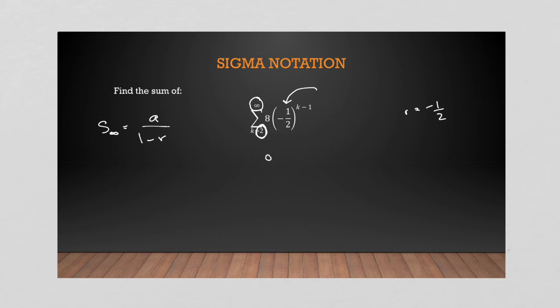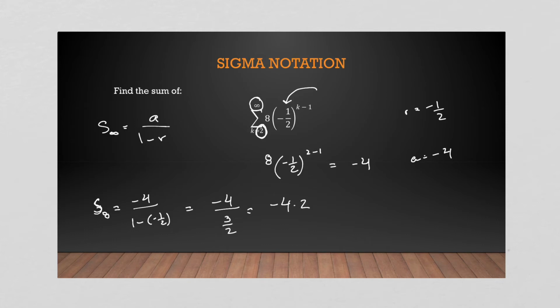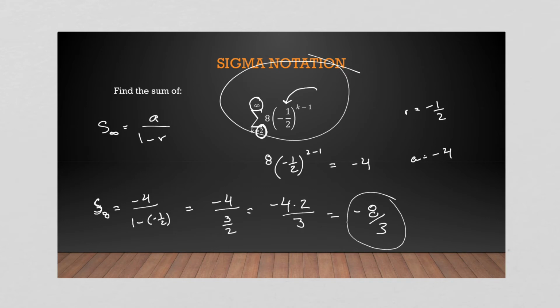So let's compute that. We would have 8 times -1/2 to the power of 2 minus 1, which gives us 8 times -1/2. So we get -4. So a is -4, and now we have info to use our summing of an infinite series equation. So -4 over 1 minus -1/2, which means -4 over 3/2, which is -8 over 3. So that is the sum of this infinite series.